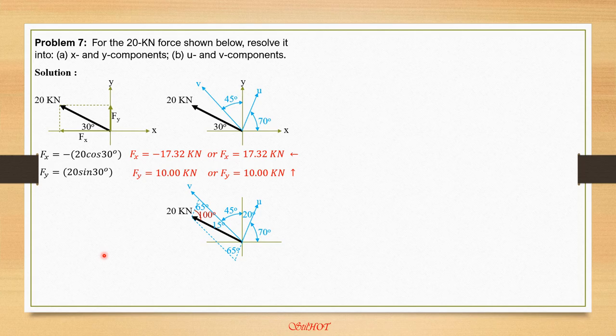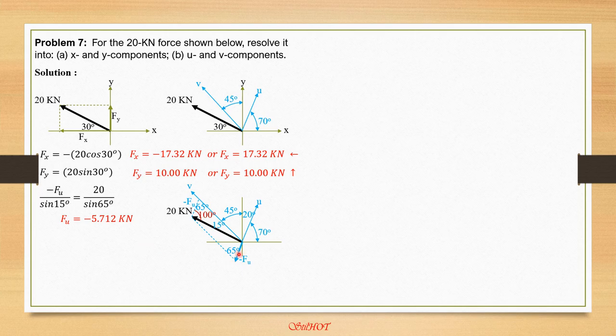So first, let's solve for the Fu component, which is expected negative because it is in the opposite direction of the positive u direction. So this is negative of Fu, and that is 20 by sine law. So by sine law, negative Fu as to sine 15 equals 20 as to sine of 65. So using your calculator, Fu is negative 20 sine 15 over sine 65. So Fu is negative 5.712 kilonewtons.